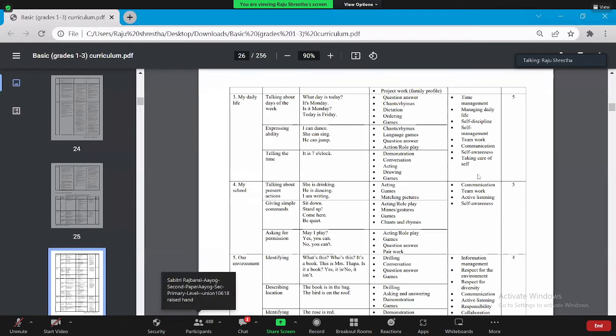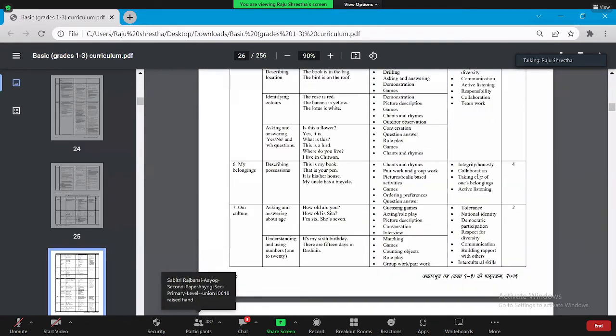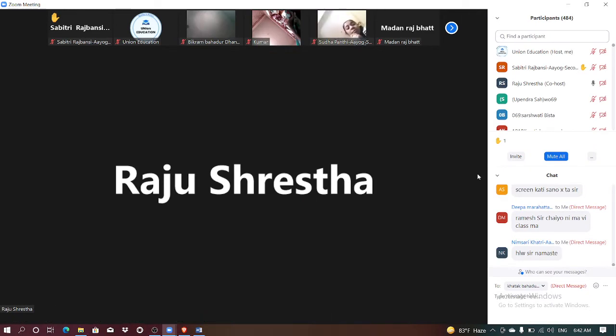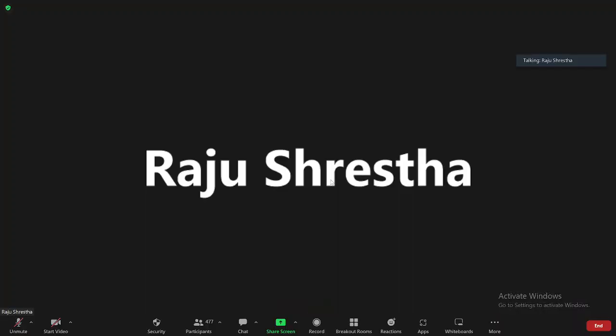So in the basic level, grade 1 to 3 curriculum, soft skills are clearly presented and highlighted, and these are the soft skills we can talk about. But in the case of lower secondary level, soft skills are a focused area. Yes, even in secondary level, grades 9 and 10, 11 and 12, the soft skills are focused.